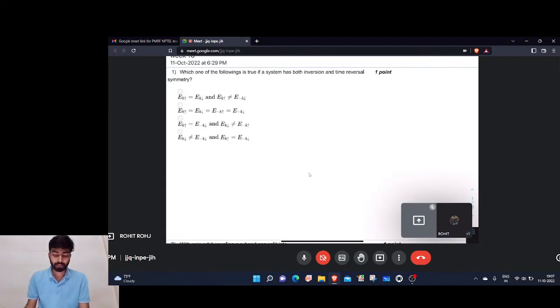This is the assignment solution session for week 10, and today we have the following questions. The first question is, which of the following is true if a system has both inversion as well as time reversal symmetry? Now, when a system has both inversion and time reversal symmetry, then the system can be said to be fully symmetric.